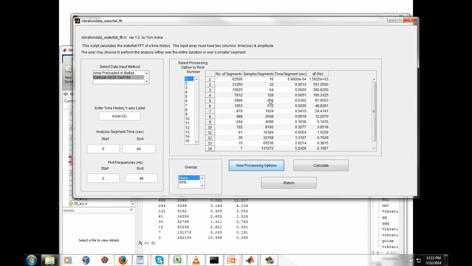Now a couple things you'll notice. This column of numbers here is all 2 to the nth where n is an integer. So we're going to set up the data so it's 2 to the nth where n is an integer so we can do our fast Fourier transform shortcut method.